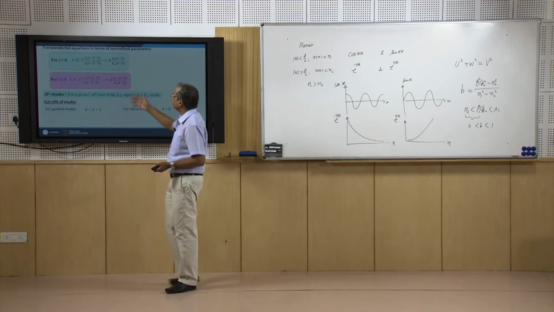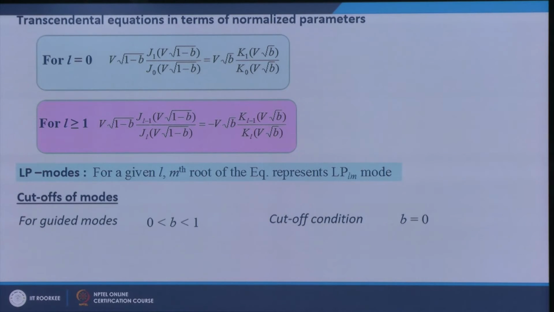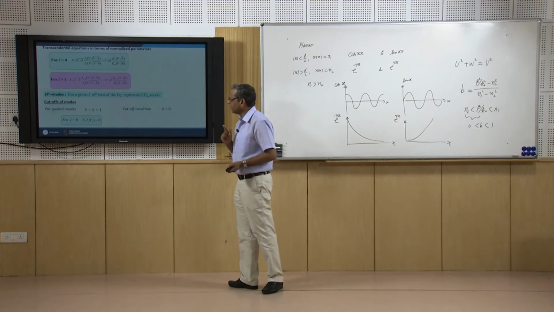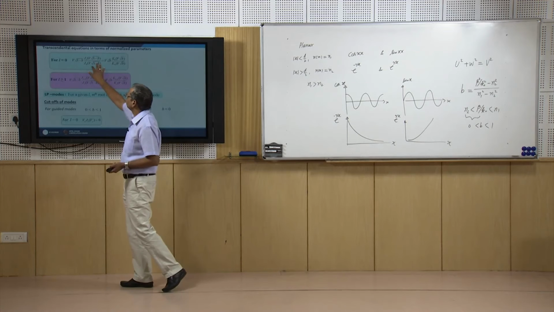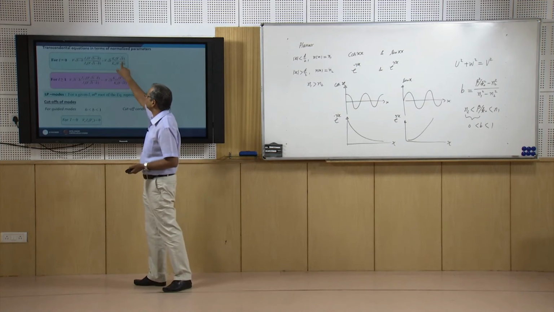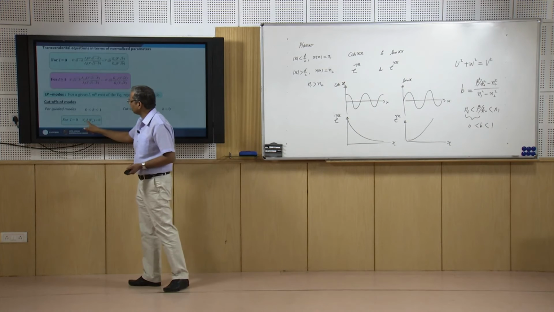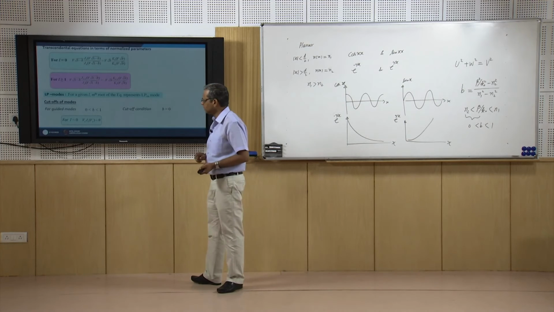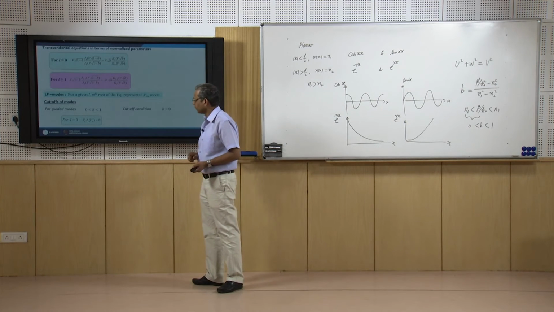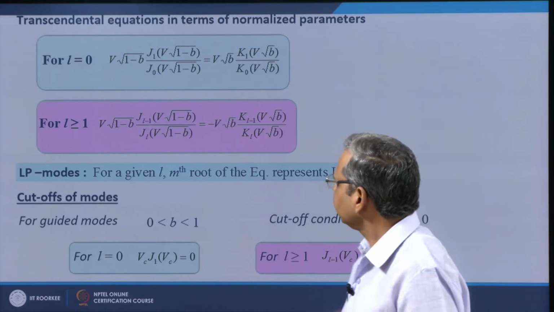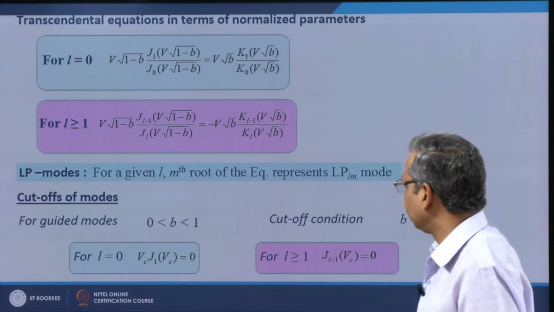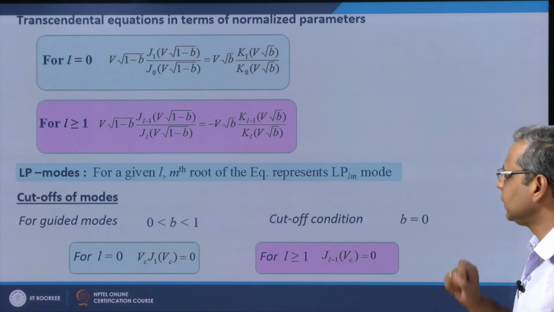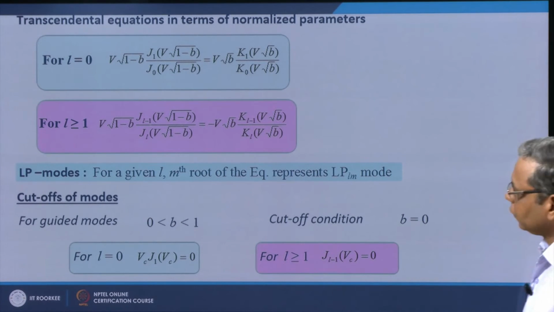So, if I put b equal to 0 here, I will get the cutoffs for different values of L. So, for L equal to 0, this is the equation, and if I put b equal to 0, then the cutoffs are defined by Vc J1 Vc equal to 0, where Vc are the cutoffs. For L greater than or equal to 1, the cutoffs will be defined from here, which are J L minus 1 Vc equal to 0. So, from here I can get the cutoffs of various modes.